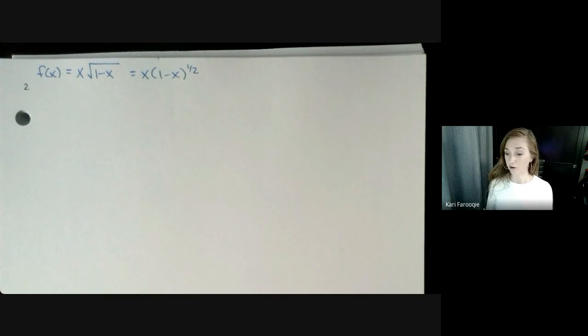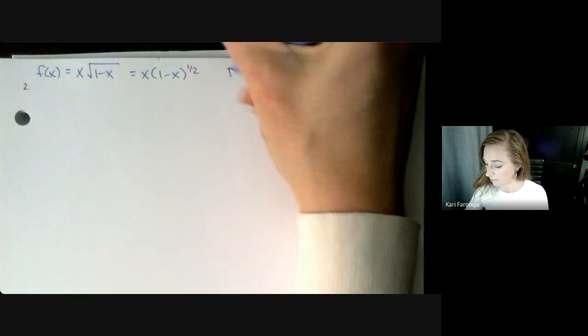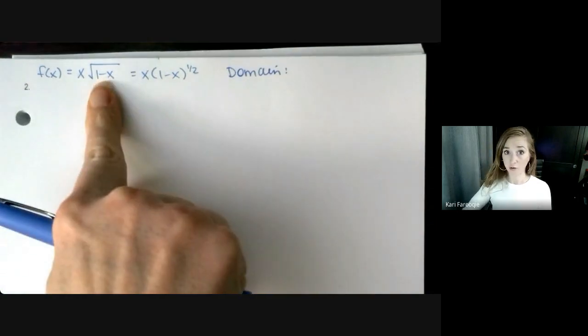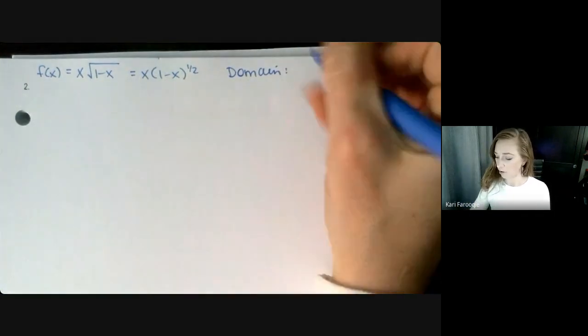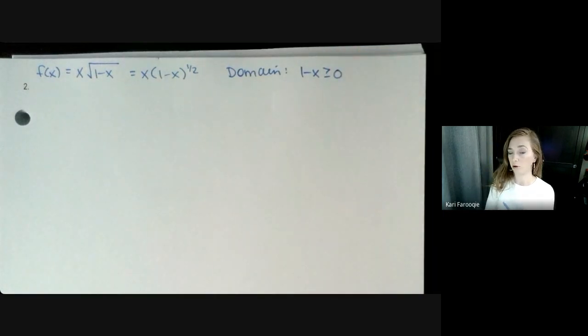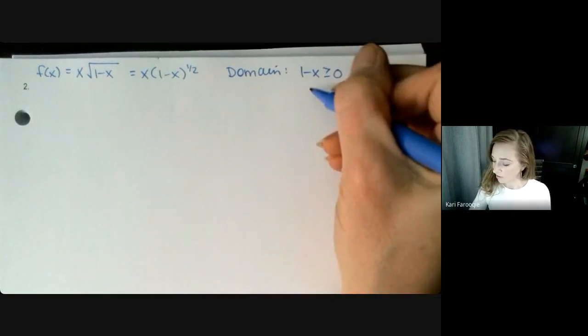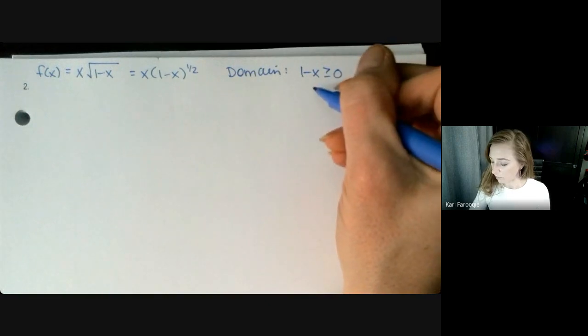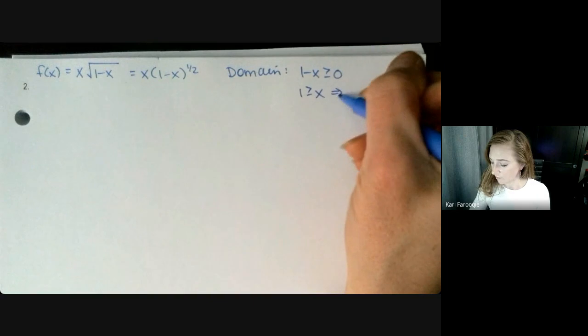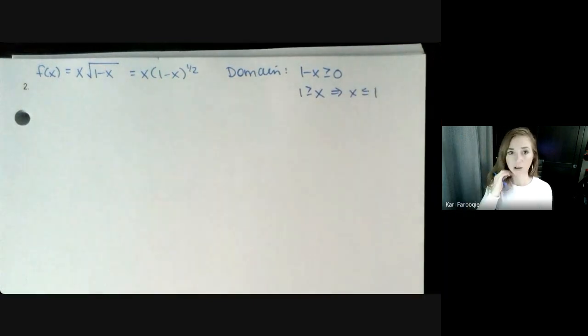Now, it's a square root function, and as you know, that's a huge issue for us domain-wise. So we should probably go ahead and list the domain. I need for whatever is under the radical to be greater than or equal to 0. So 1 minus x has to be greater than or equal to 0. In this case, do this however you'd like. I'm going to go ahead and add x to both sides. And that means x has to be less than or equal to 1.